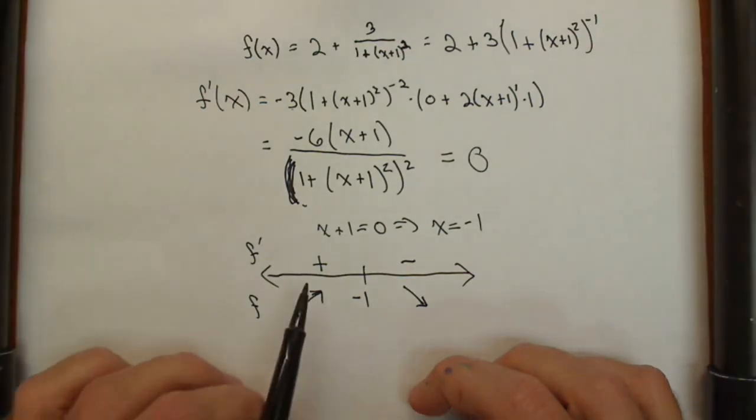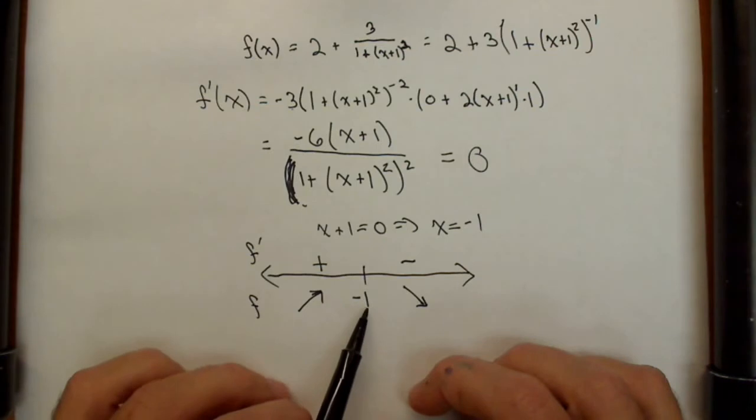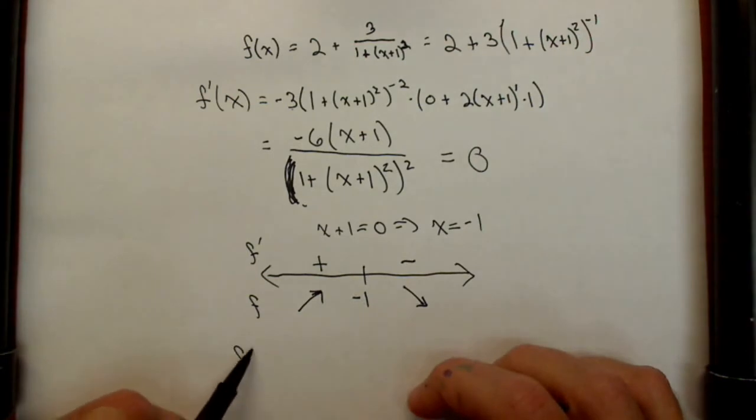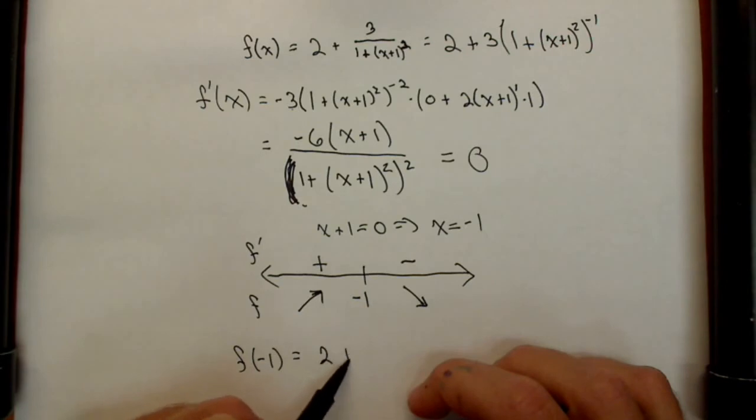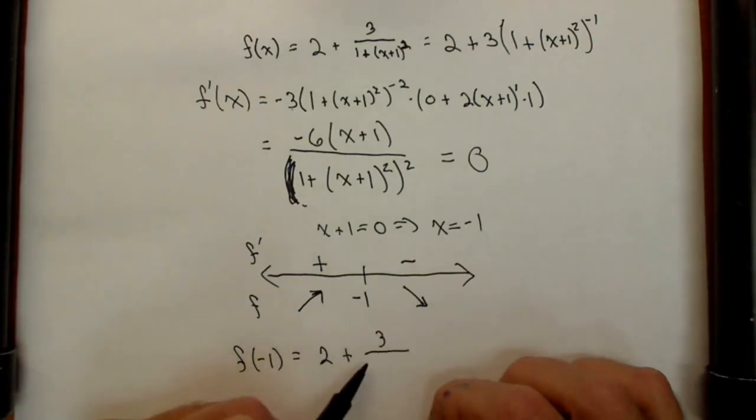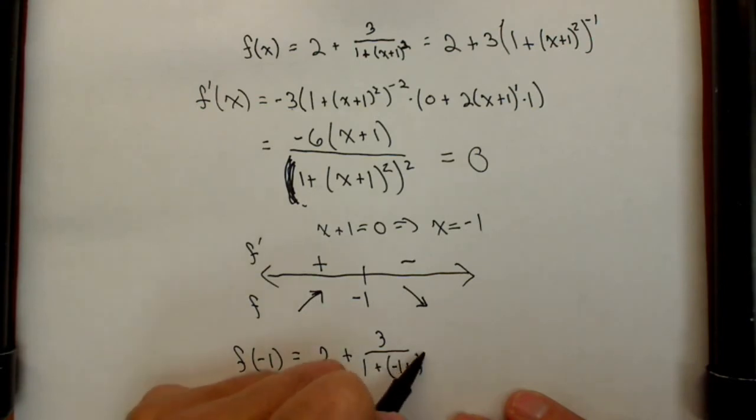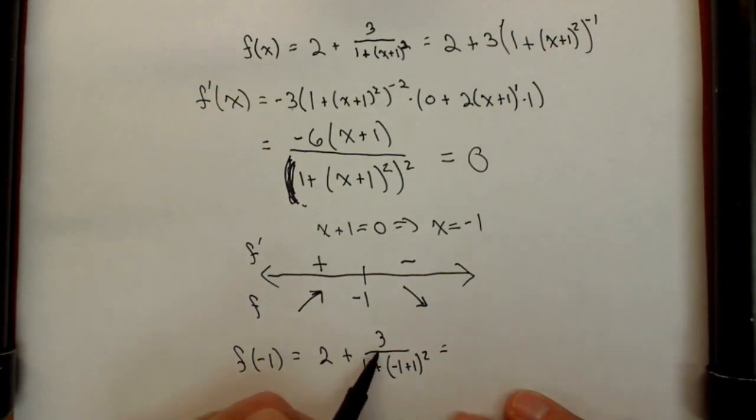So we would expect f to have a global maximum at negative 1, and its value is going to be f of negative 1, which equals 2 plus 3 over 1 plus (negative 1 plus 1) squared. That's just going to be 0. So we have 2 plus 3, or a maximum of 5.